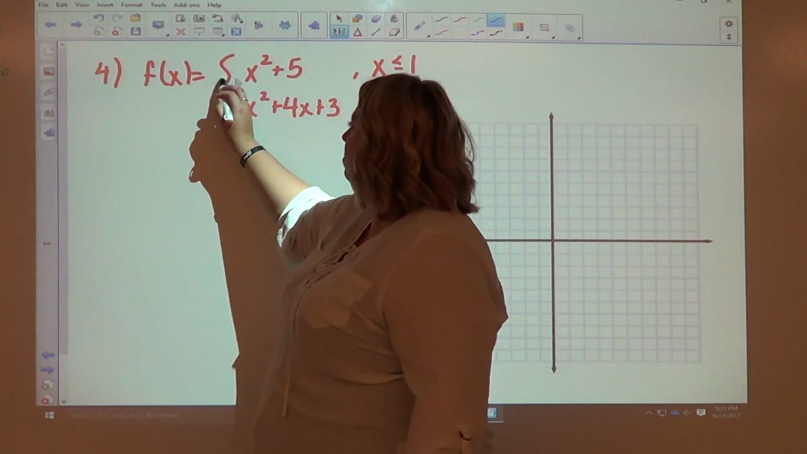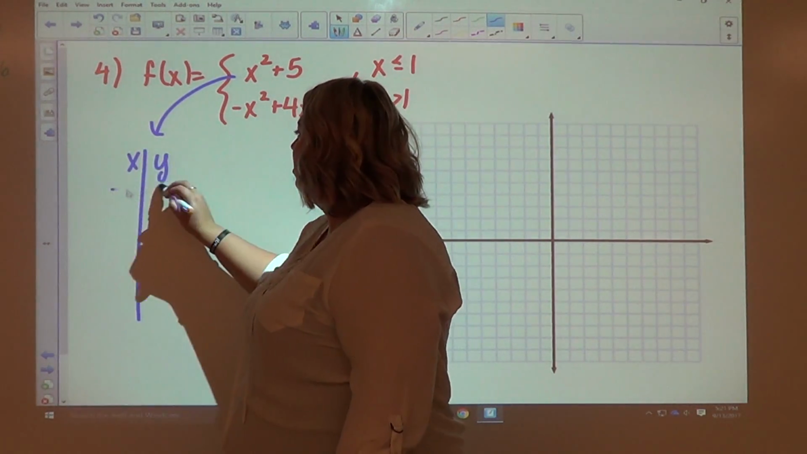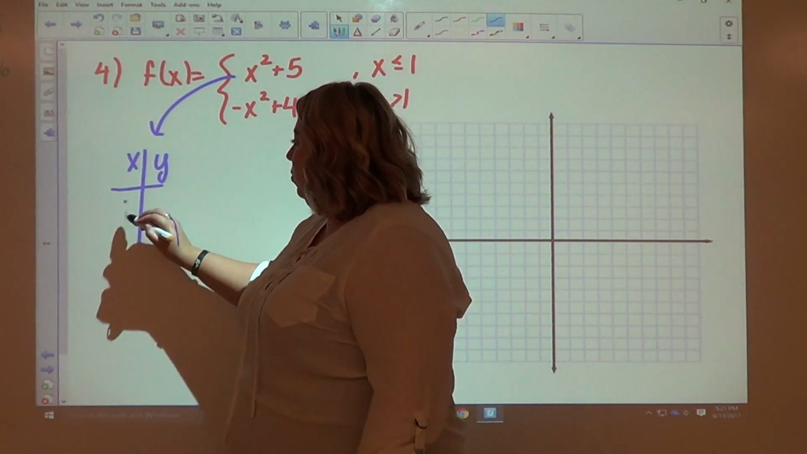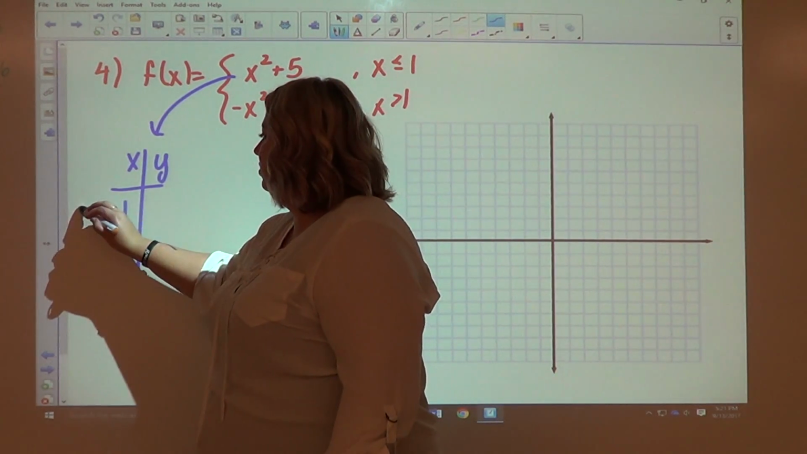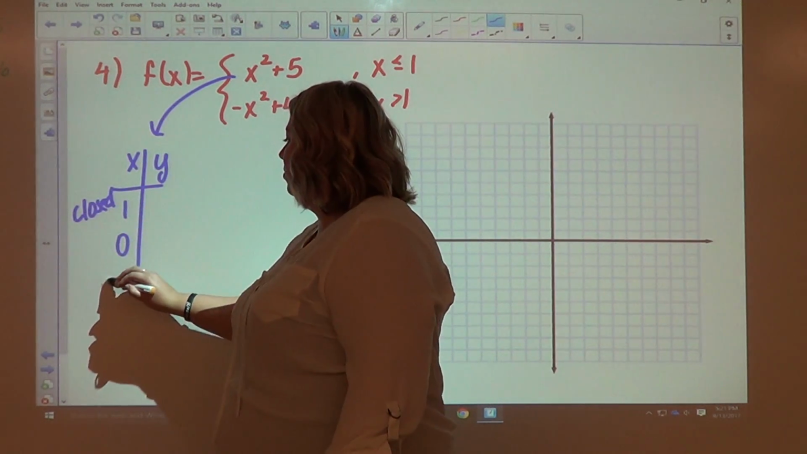Okay, so I'm going to do the first one in blue. And this one says less than or equal to 1. So I'd have 1, and this is going to be closed because I have the equal to sign. And then I want a couple numbers less than.